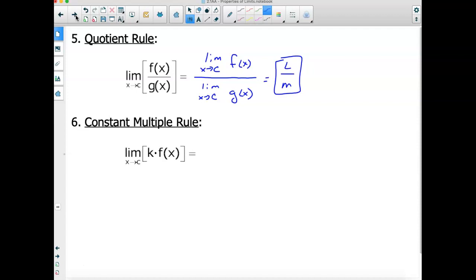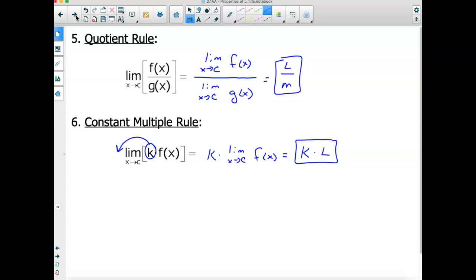The constant multiple rule. I could have used the constant multiple rule before. Bottom line, that constant multiple, just like summations, if you remember, I can yank that constant out. The limit as x approaches c of k times f of x is the same as k times the limit as x approaches c of f of x, that constant times the limit of that function. Okay? K times L. I can just yank that out.